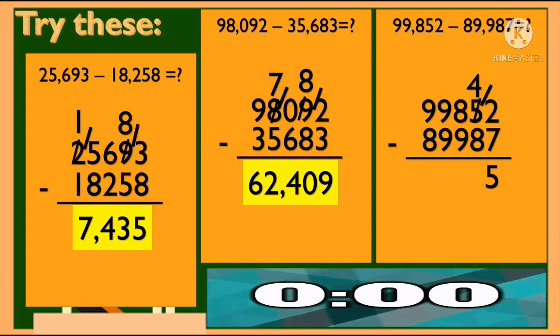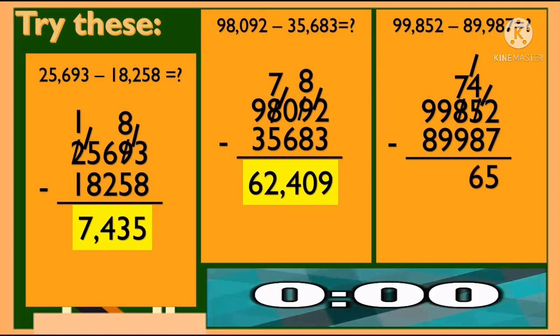4 minus 8. Can or cannot? Cannot also. So, we need to borrow from the next digit, which is 8. 8 will become 7. How about 4? 4 will become 14. Okay? So what is now 14 minus 8? 14 minus 8? 6. Good job.